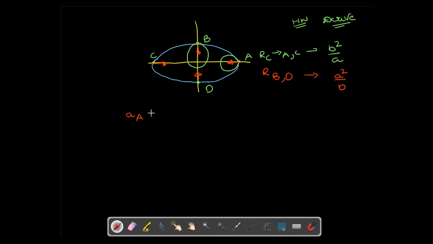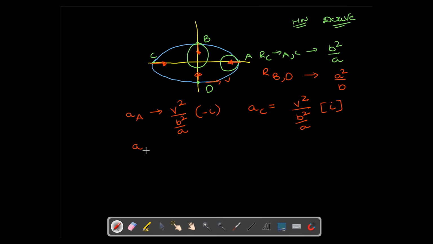Acceleration at particular point A is nothing but V square. It's like a constant. Let's say this is V everywhere. So V square by the radius of curvature, that is B square by A, that is minus i cap. And acceleration at C is nothing but the same, V square by B square by A, that is plus i cap.